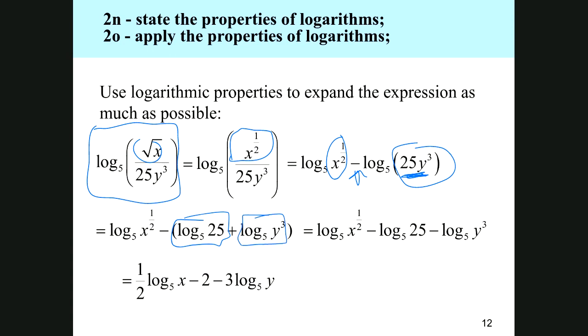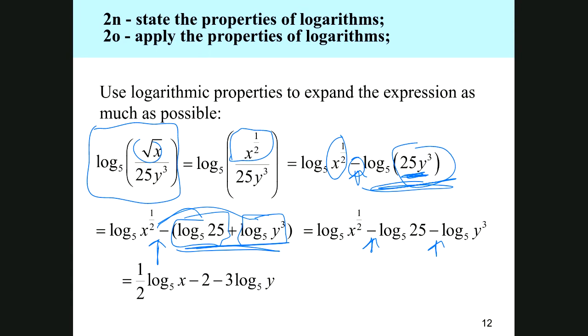Now notice I am subtracting all of this. So I need to subtract all of this. That's why those parentheses are in there. To get rid of those parentheses, let's distribute that negative sign. So that's why it's minus log base 5 of 25, and it's minus log base 5 of y cubed. I'm subtracting there.